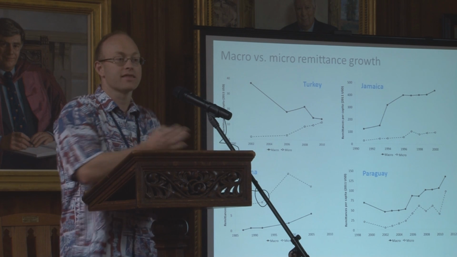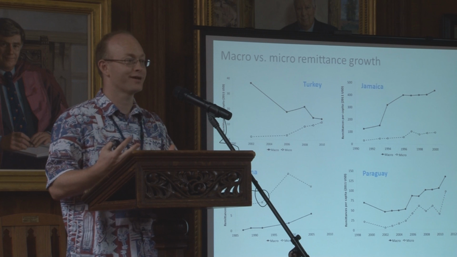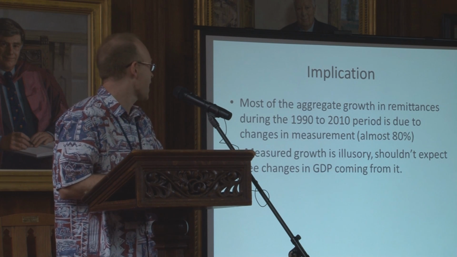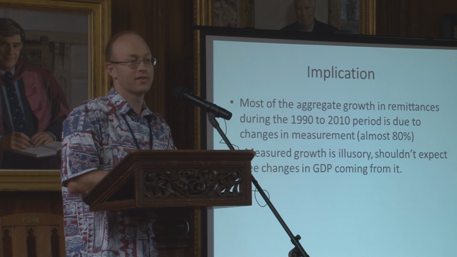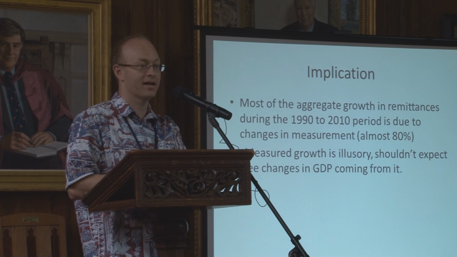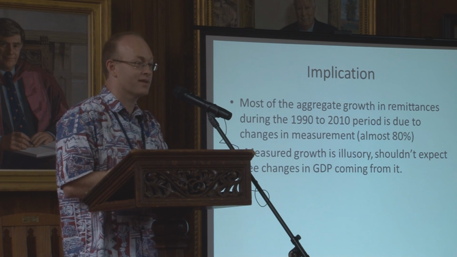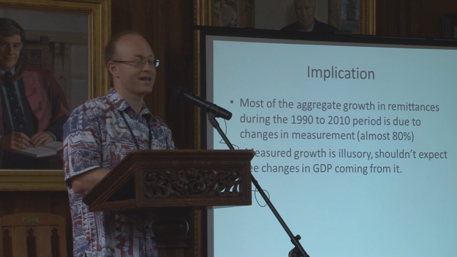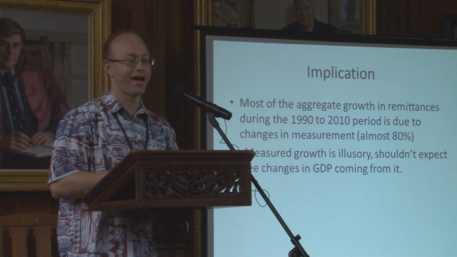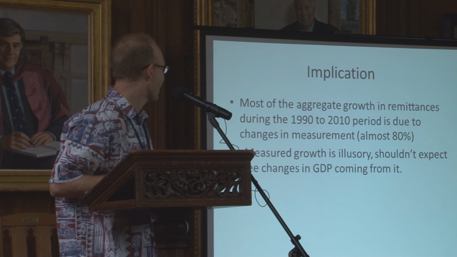So, again, if you're worried about our macro decomposition and you have concerns about particular data sets or particular things, I think the combination of the macro data and the micro data together both point very much in the same direction, which is that most of this growth that we see in remittances over this 1990 to 2010 period is due to changes in measurement, and we estimate about 80% of that growth is due to changes in measurement. So next time you're putting up that graph, don't believe it.